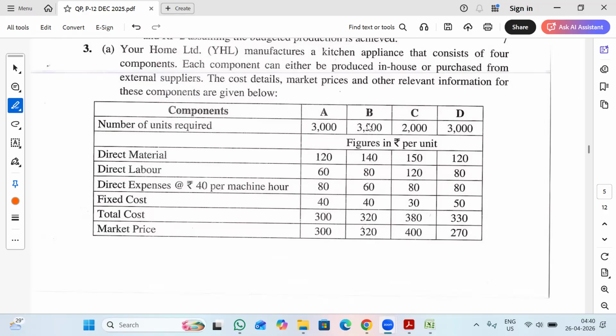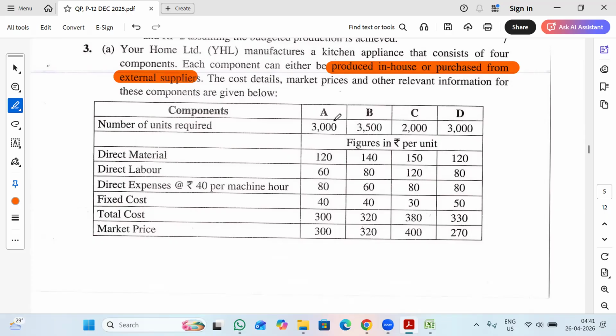Let's discuss question number 3 in this video. Your Home Limited manufactures a kitchen appliance that consists of 4 components. Each component can either be produced in-house or purchased from external suppliers. So we are manufacturing a kitchen appliance which has 4 different components. We can either produce them ourselves or buy from outside and manufacture that kitchen appliance. So this particular problem relates to a make or buy decision.